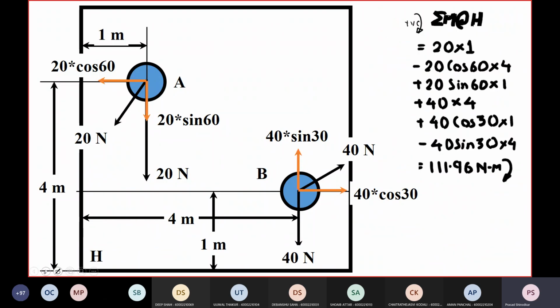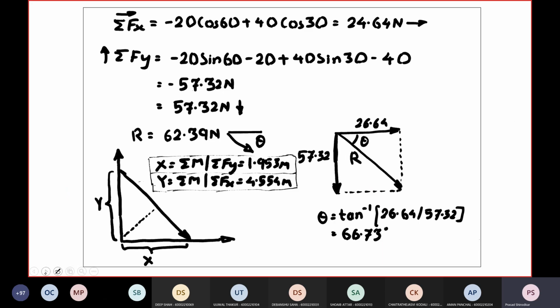Let me just go to the slide, all the calculations. So this is summation fx, summation fy, and then calculate the x-intercept and y-intercept. That is summation m divided by summation fy, summation m divided by summation fx. So this is the result, and we have pasted it again in the first quadrant. Okay. Now just tell me.